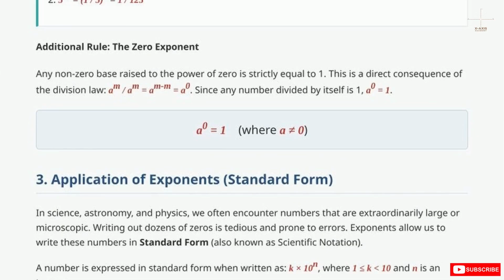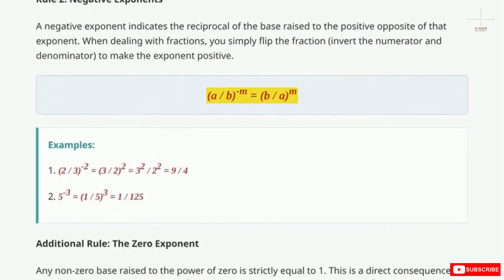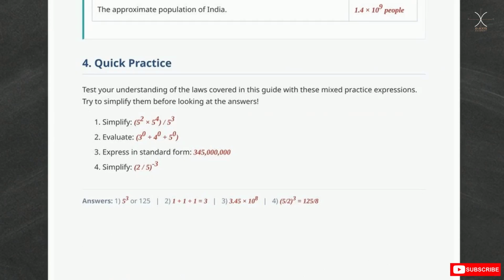Moving up to negative exponents, seeing a minus sign up top does not make your final number negative. Instead, it indicates a reciprocal. You simply flip the fraction, putting the numerator on the bottom and the denominator on top to make the exponent positive. Let's put this into practice.